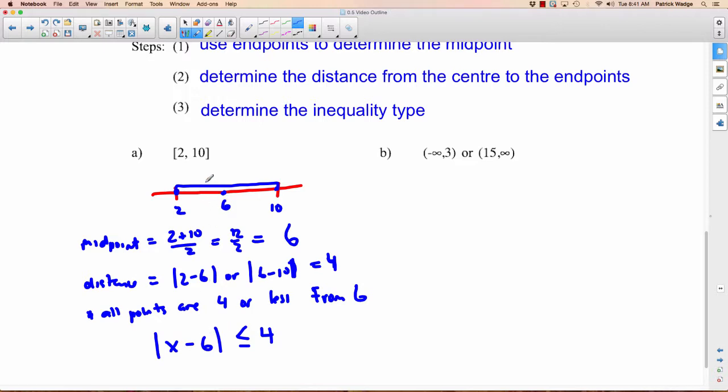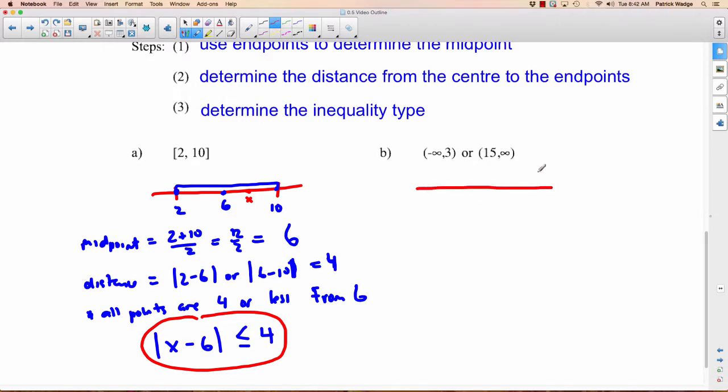Any point, call it x. I'm just going to arbitrarily pick any point right here, for example, and call it x. If I want to know the distance between that point and 6, I subtract x minus 6, or 6 minus x, by the way, take the absolute value of it, and we know it's going to be less than or equal to 4, because they're all within that distance from 6. Kind of complicated, right? Okay, let's do one more of these.